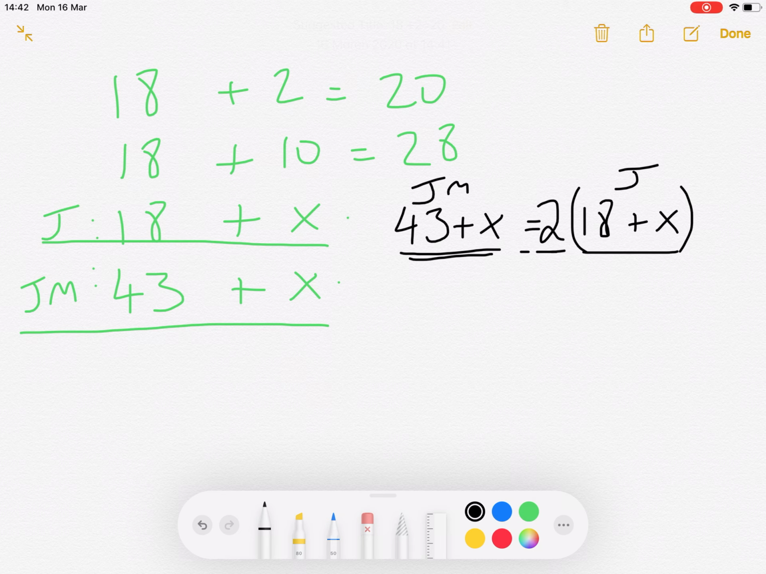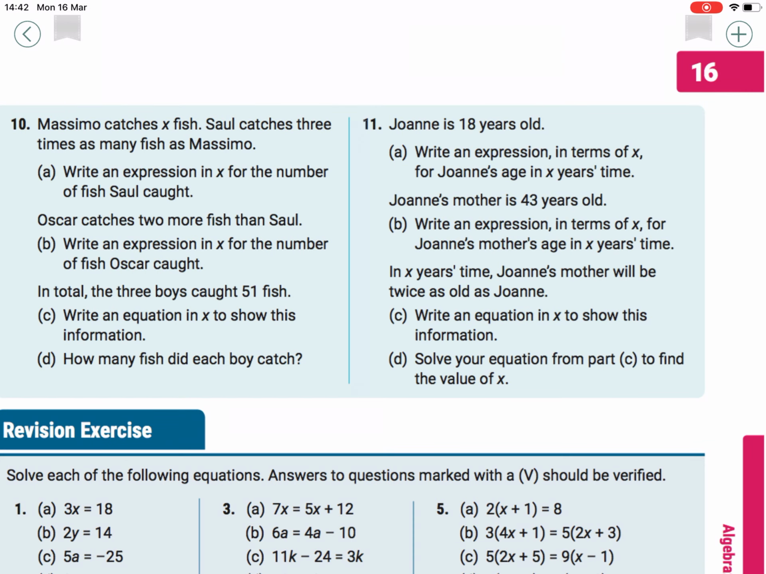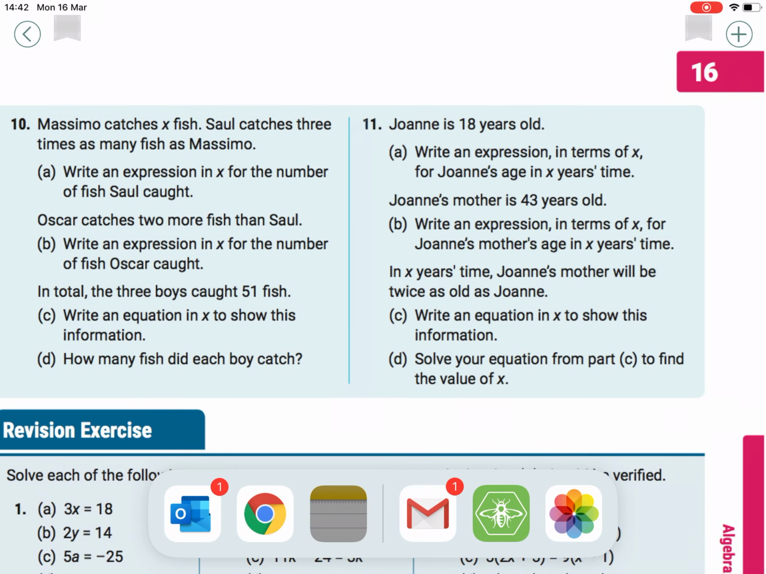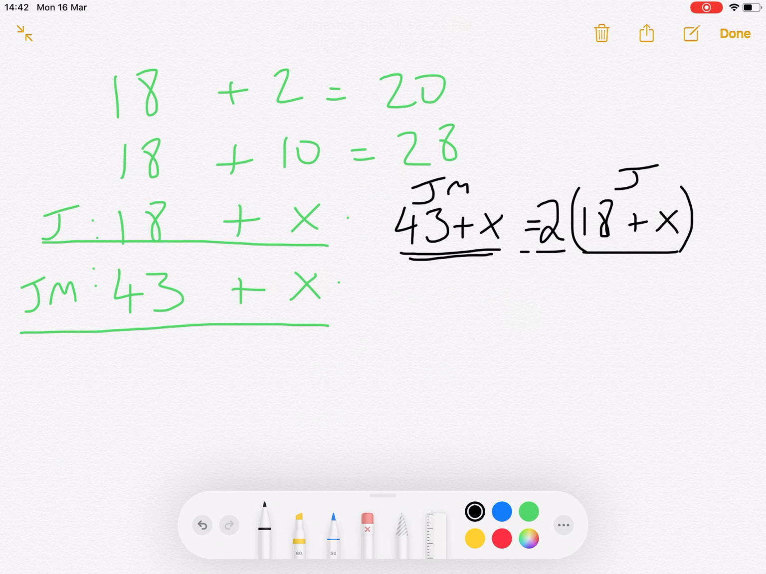Alright, so that's what we've got as our equation now, and it says solve your equation to find the value of X. So all we're going to do now is solve for X to finish this off. So get rid of my brackets first. 43 plus X is equal to 36 plus 2X. I've multiplied 2 by 18 and 2 by X, and then X is to one side, numbers to the other.